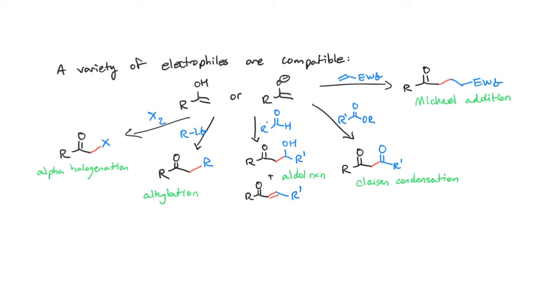Now that we've talked about enols and enolates, I think we're ready to think about how these are reactive as nucleophiles. And so what we'll talk about today is the alpha halogenation set of reactions and then also alkylation reactions. Cool. So we'll start off talking about halogenation reactions.